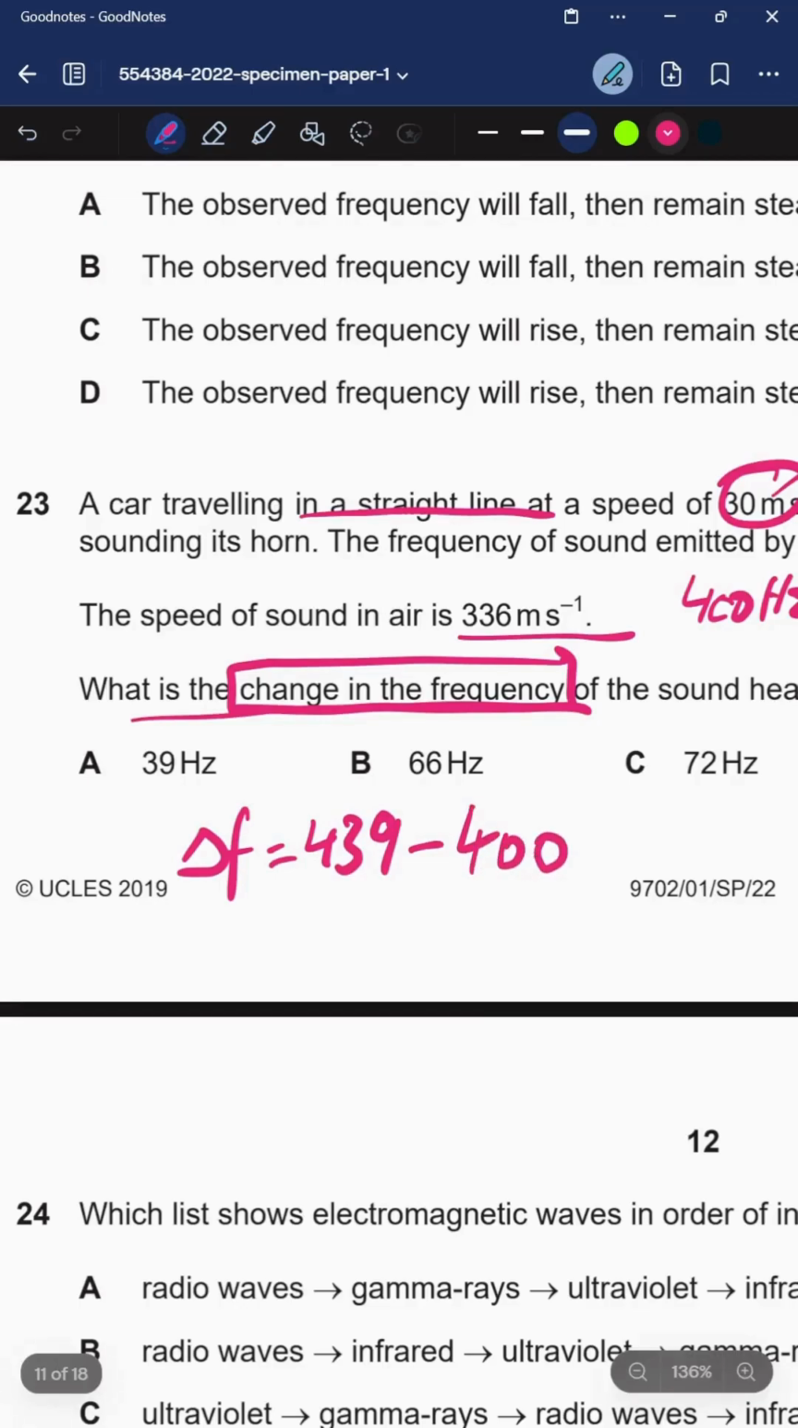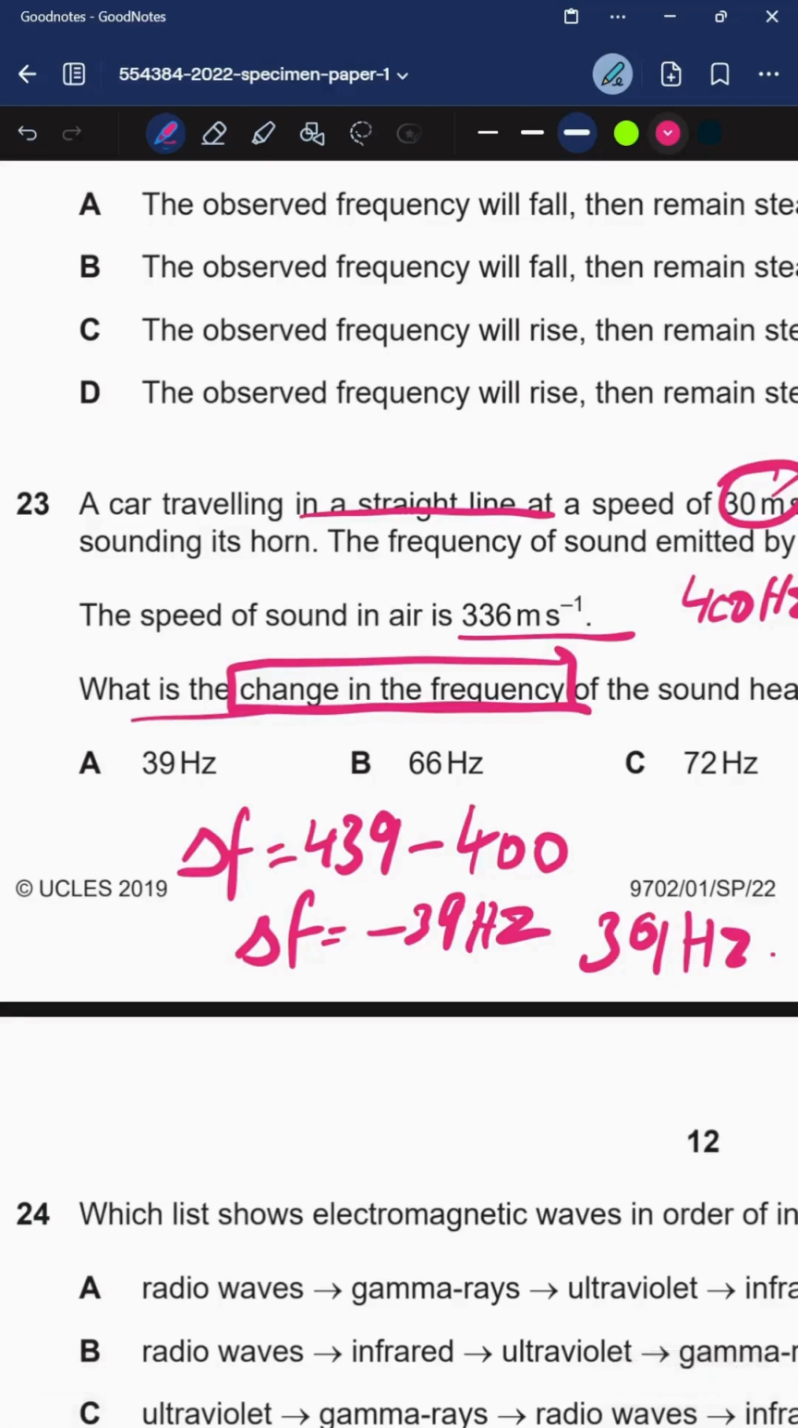So the change in frequency actually turns out to be 39 hertz. Since frequency is a scalar quantity, we go with the magnitude, so the change is 39 hertz. Or you can keep it the other way around, 439 minus 400, which is 39 hertz. So 39 hertz is the right option, and we need to go with this.